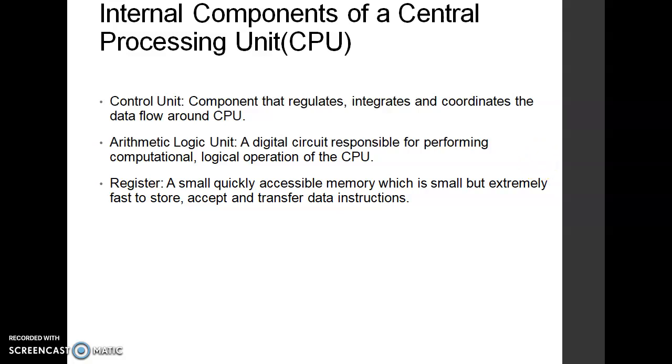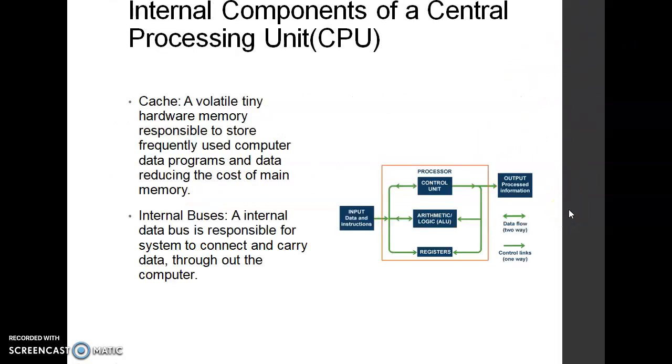CPU. And there is also the register, a small quickly accessible memory which is small but extremely fast to store, accept and transfer data instructions. Then we are going to move on to the cache, which is also the components of the central processing unit, a volatile tiny hardware responsible to store frequently used computer programs and data, reducing the cost of main memory, is the cache.